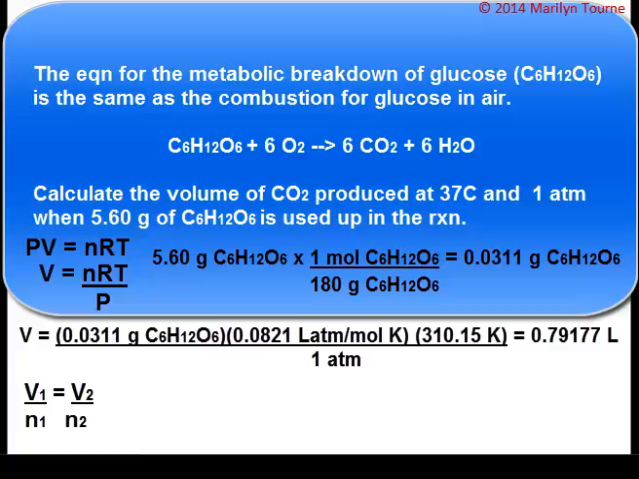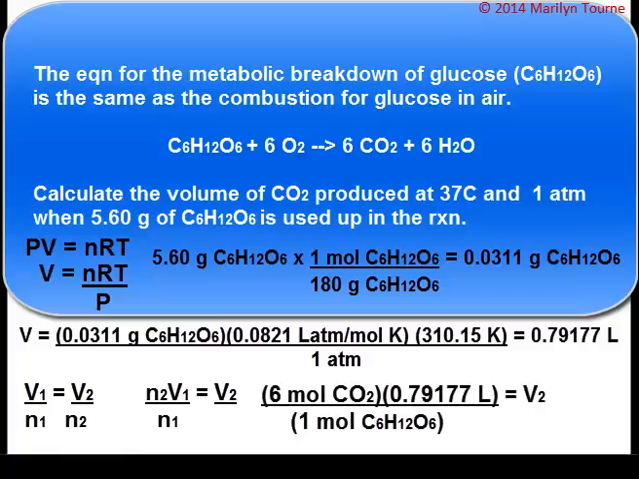My V2 is going to equal V1, which we just found, times N2 divided by N1. For those moles, all I have to do now is look at the balanced equation. N2, which is carbon dioxide, there's 6 moles, so I put 0.79177 times 6 divided by the moles of N1, which is the moles of glucose in the balanced equation.